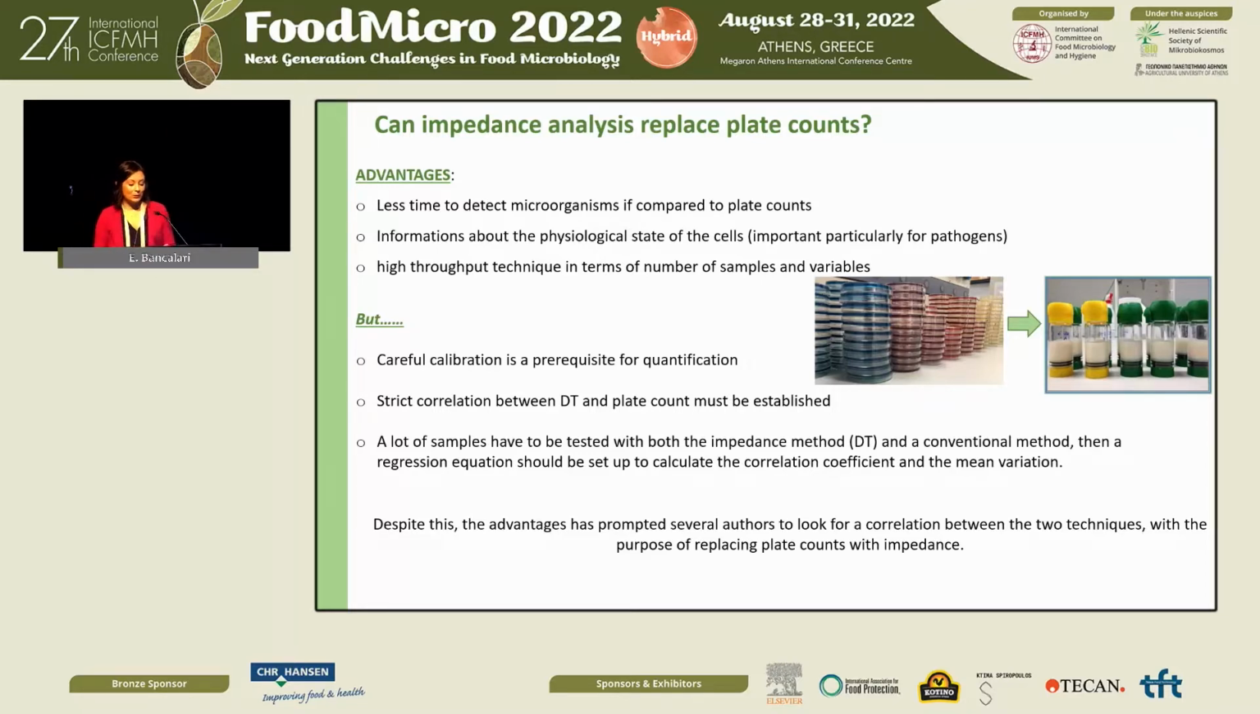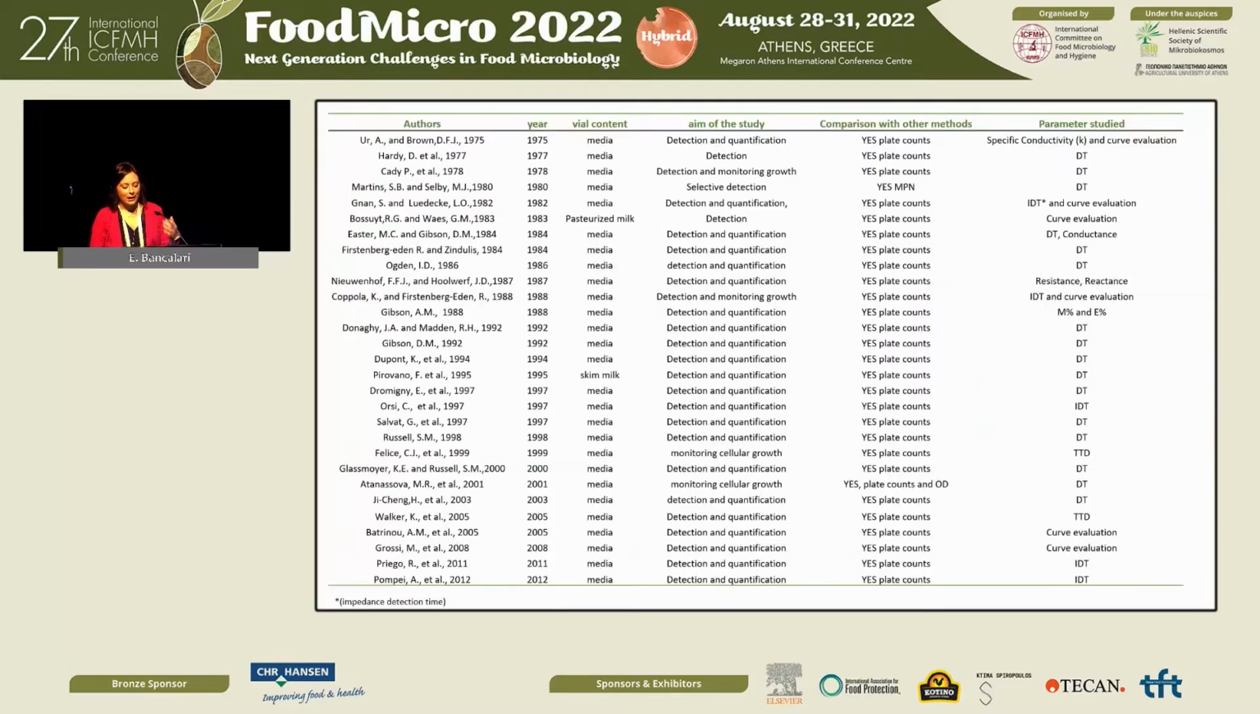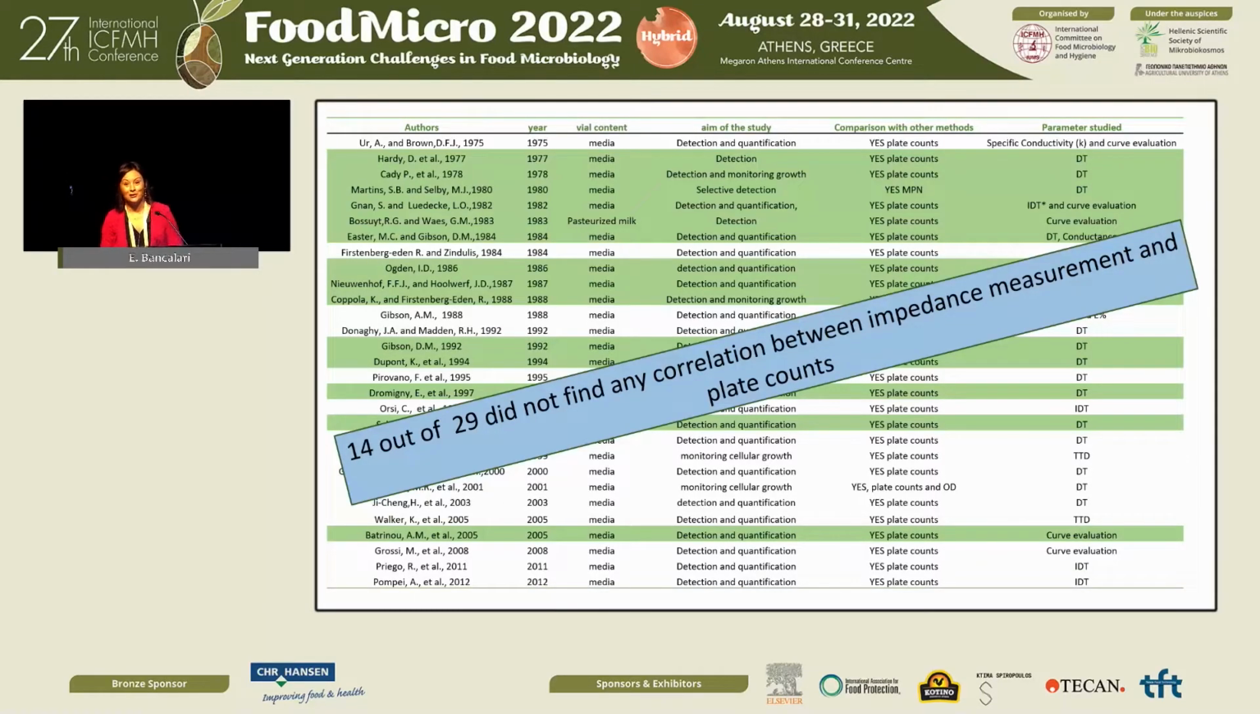But to correlate impedometric analysis to plate count, a strict correlation between the detection time and the plate counts has to be reached. And thus, a careful calibration must be achieved. And this needs a lot of samples to be analyzed to confirm the data. But despite this, the advantages have prompted several authors through the years to try and look for a correlation between the two techniques. Unfortunately, not all successfully.